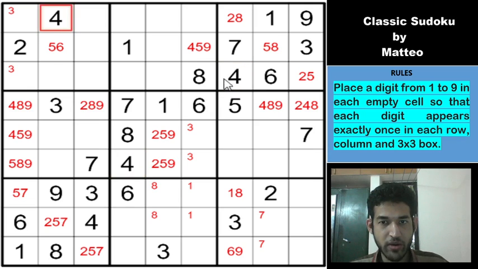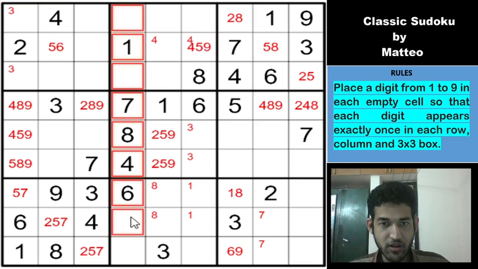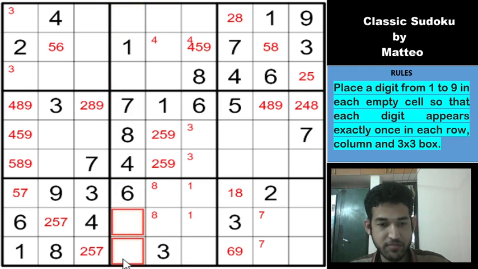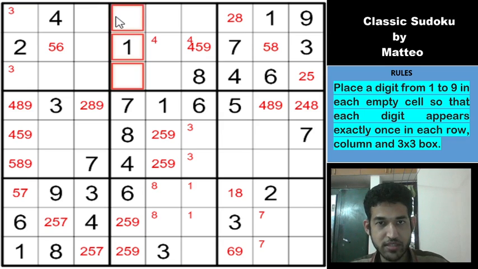Okay, 4 is in row 1 and row 3, which means we may make a corner pencil mark of 4 here. And if you look at column 4, 1, 4, 6, 7, 8 are the givens and 3 is here. So these two cells must be 2, 5, 9. Can't be anything else.